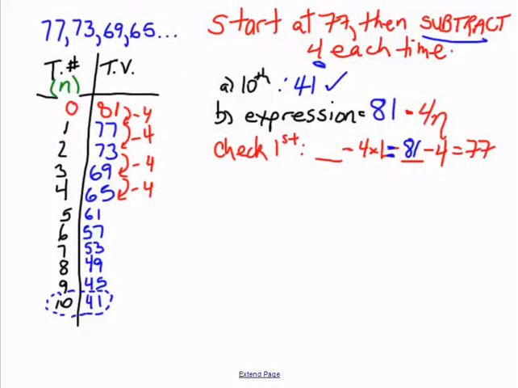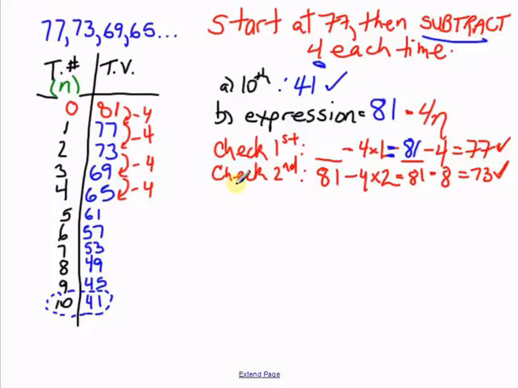So let's keep going, checking our next numbers in the pattern. Let's check the second one. And I'm going to use my expression. So it should be 81 minus 4 times 2, because n is 2. That is 81 minus 8. 81 take away 8 is 73. Got it.